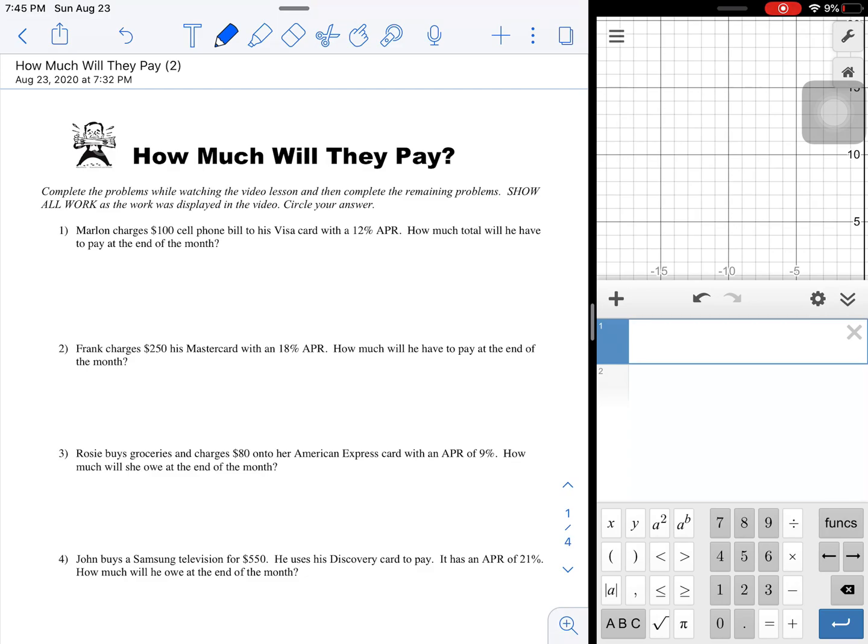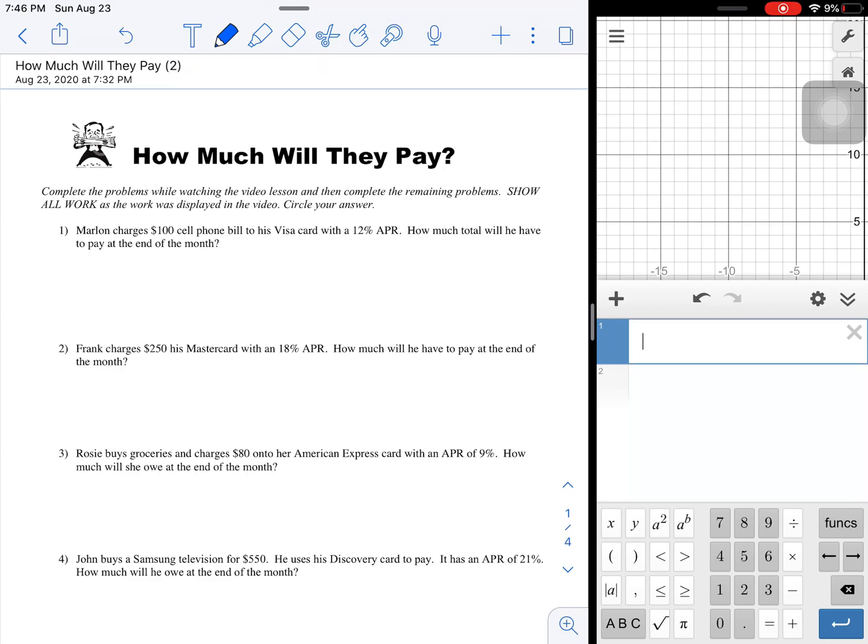And when you do that, you're actually paying a fee for putting the money on that card. You're paying an interest rate fee. And so your card comes with an APR, an annual percentage rate, and it gives them a fee based on how much you spend. So we're going to jump into number 1.